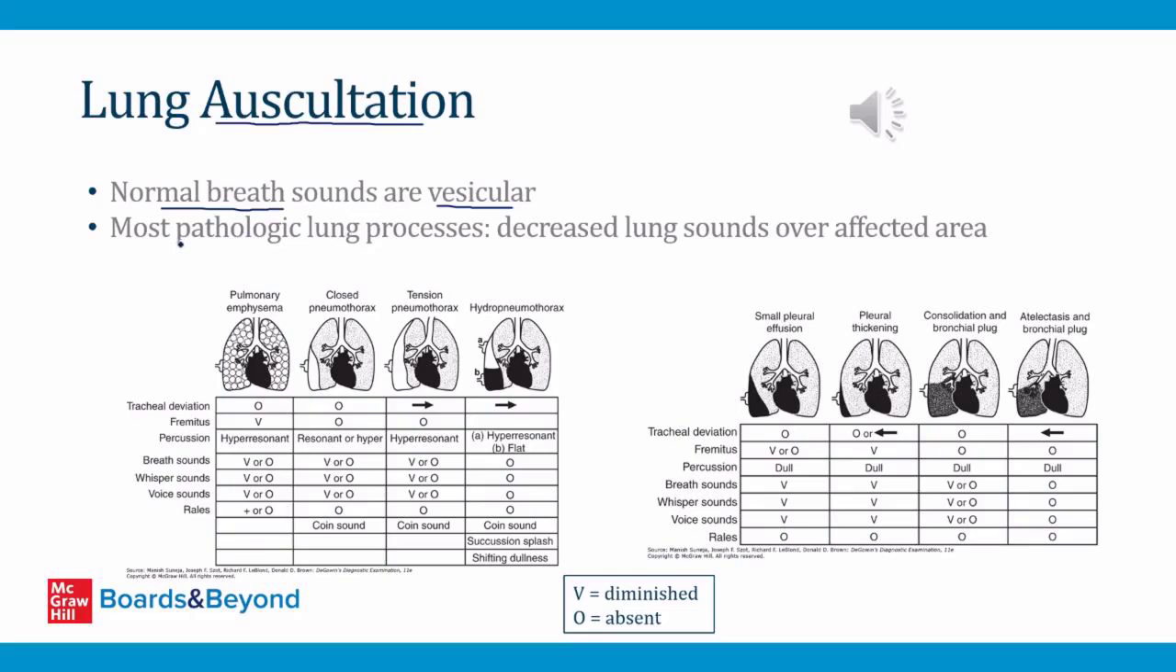In terms of pathologic lung processes, most pathologic lung disease leads to either decreased lung sounds over the affected area or completely absent lung sounds over the affected area. On this slide is a diagram from a textbook showing you some different pathologic lung conditions like emphysema and pleural effusion, and it describes some of the findings you'll see, including other findings we'll talk about later. But you can see that for breath sounds here, for almost every process that's shown here, it lists either V for diminished sounds or O for absent sounds.